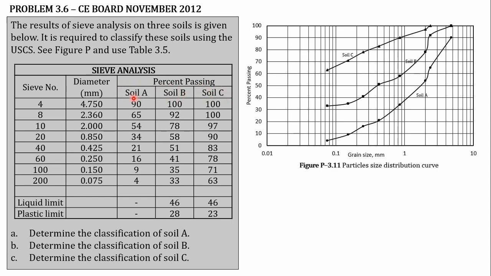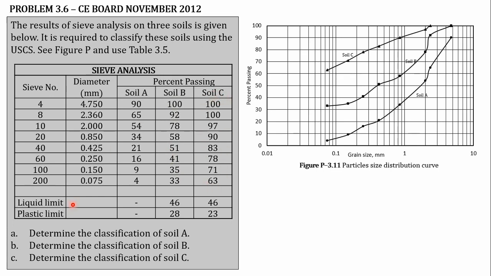Sa soil A class, ito yung mga respective percent passing niya: 90, 65, 54, 34, and so on. In soil B class, ito yon, ito ang percent passing niya. And in soil C class, ito yon.